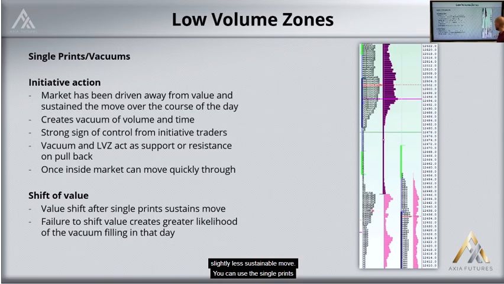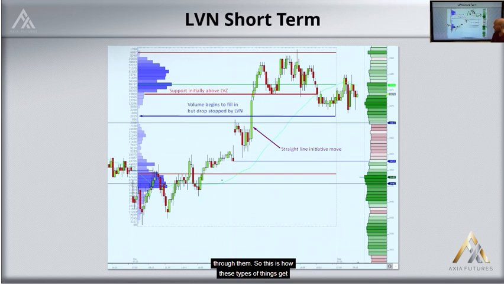You can use the single prints and the low volume in combination the next day as well to provide you with resistance. So you can assume this resistance to last until the market trades into and through them. So this is how these types of things get created, but also how you can then go about trading them.